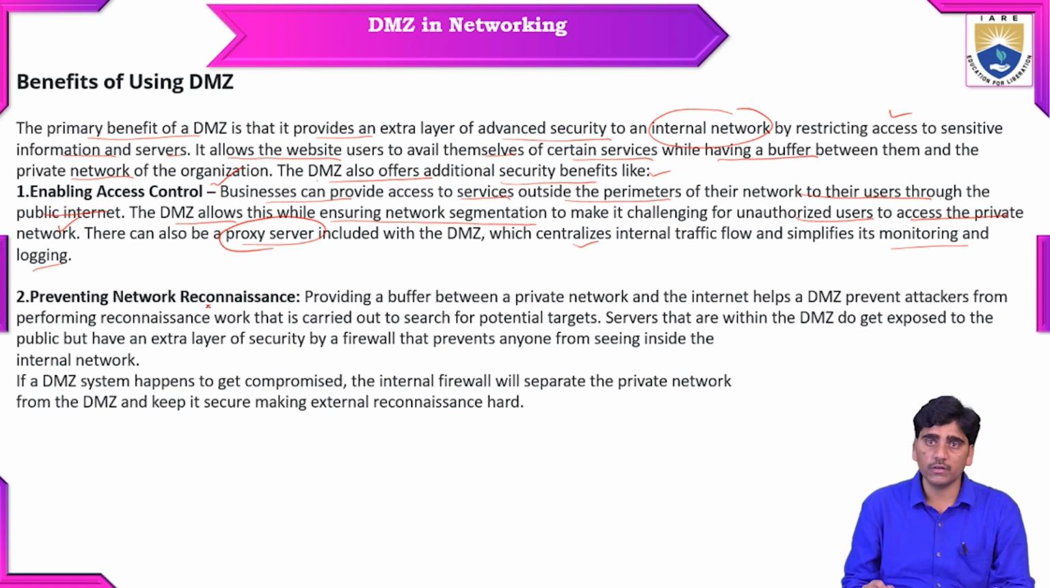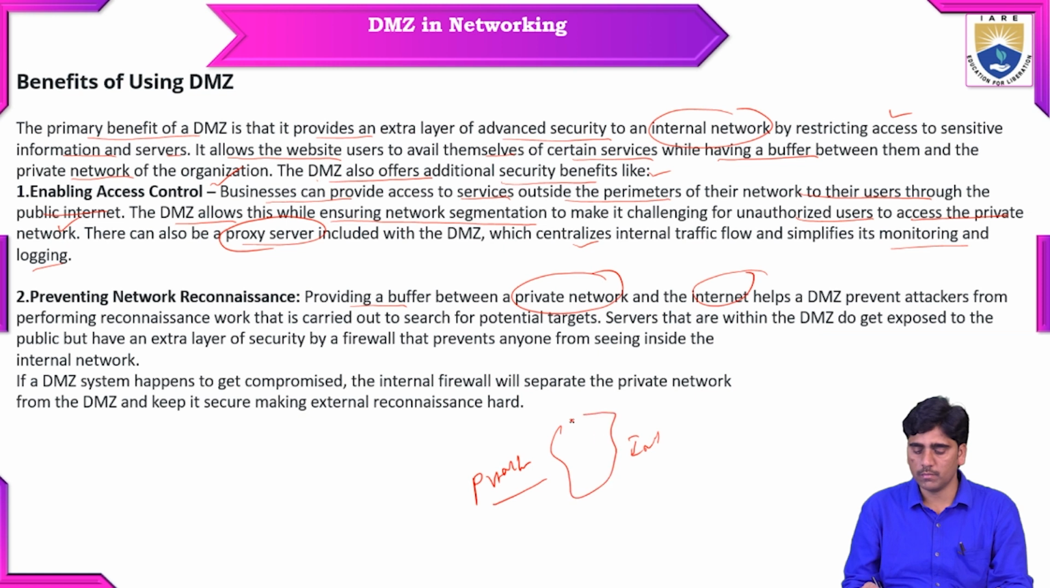And the second one is preventing network reconnaissance. So providing a buffer between the private network and the internet helps a demilitarized zone prevent attackers from performing reconnaissance work that is carried out to search for potential targets. Servers that are within the demilitarized zone do get exposed to the public, but have an extra layer of security by a firewall that prevents anyone from seeing inside the internal network.